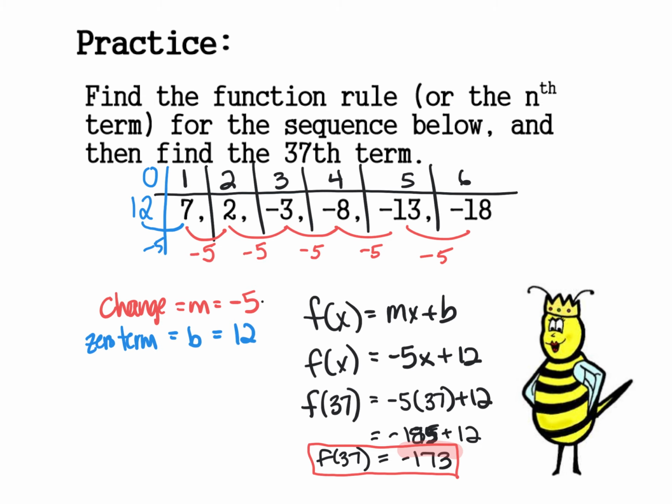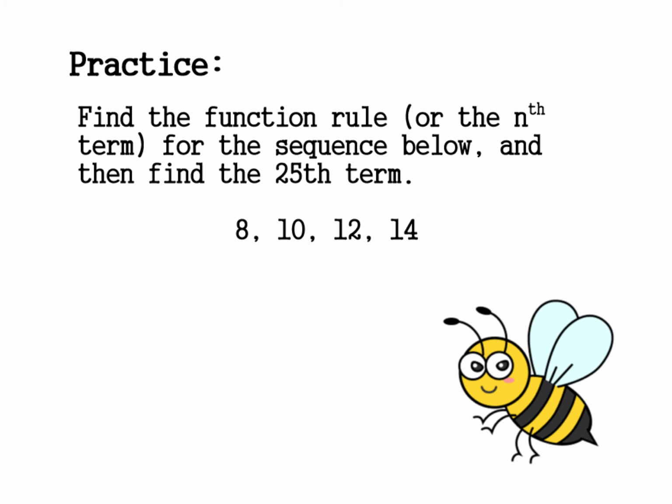Okay, let's try another one. Let's find the function rule, or the nth term, for this sequence here. Okay, so I'm going to go ahead and label again, right? We have our first term, our second term, our third term, and our fourth term. And I'm going to make it look like a table. All right, so the first thing we want to do is find our change. We want to find our slope. So how is this changing each time?